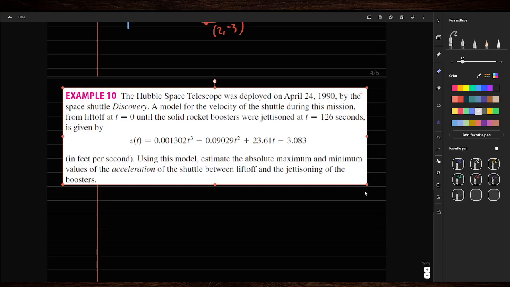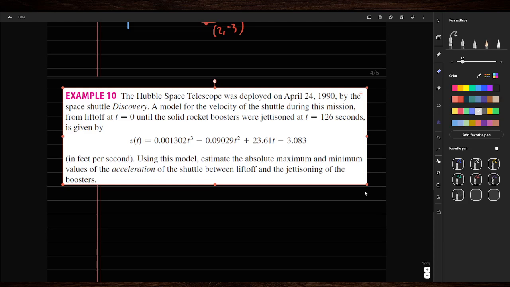by the Space Shuttle Discovery. A model of the velocity of the shuttle during the mission, from liftoff at t equals 0 until the solid rocket boosters were jettisoned at the given time, which is 126 seconds. We have a given velocity equation, a long equation, so I will not read it out, but you can see that it is in feet per second, of course, so it is an English unit.